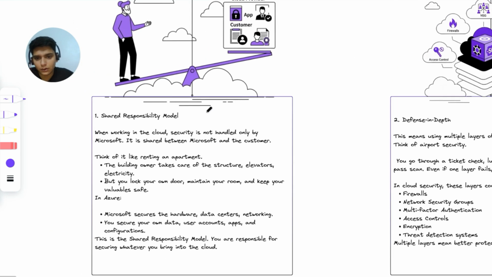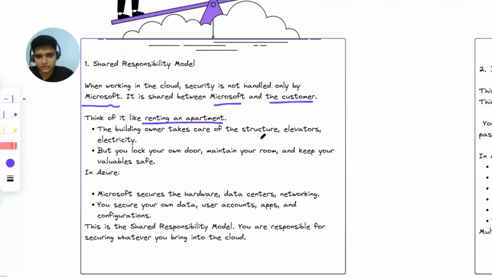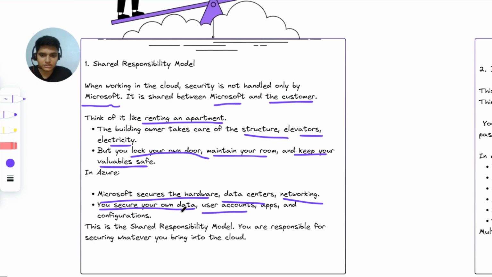When working in the cloud, security is not just handled by Microsoft. It is shared between Microsoft and the customer. Think of it like renting an apartment. The building owner takes care of the structure, the elevator, and the electricity. But you lock your own door, maintain your room and keep your valuables safe. That's your responsibility. In the same way in Azure, Microsoft secures the hardware, data centers and networking, but you secure your own data, like user accounts, applications and configurations.